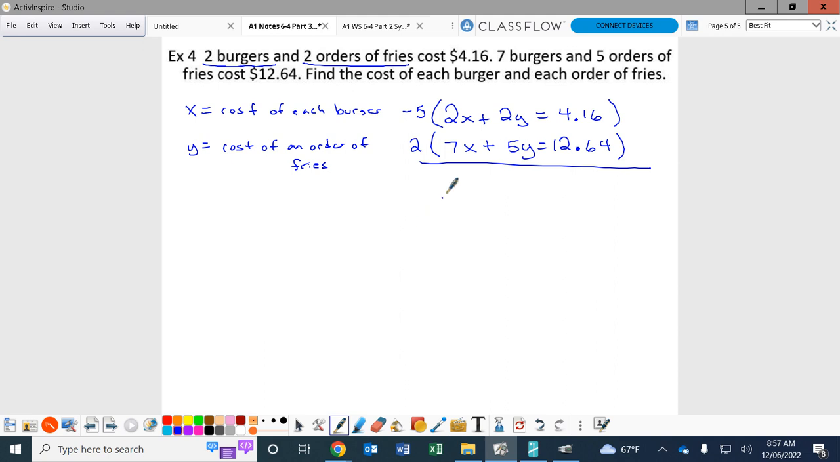So, negative 5 times 2 is going to be negative 10x. Negative 5 times 2y is going to be negative 10y. Negative 5 times 4.16, I don't know, y'all have to do the math on that. 20.80? Yeah. Negative, I assume. Negative 20.80. Okay. Give you a minute to get to there.